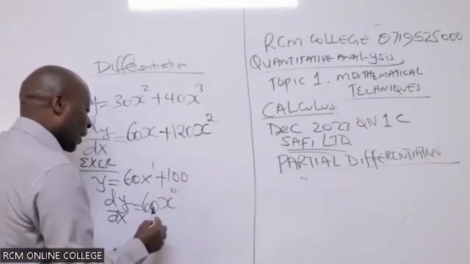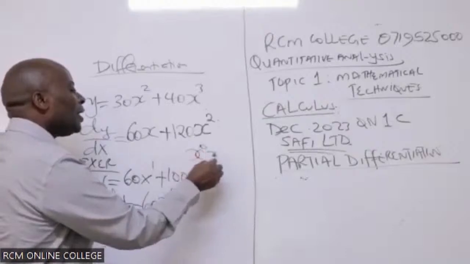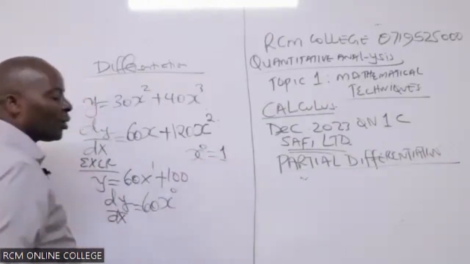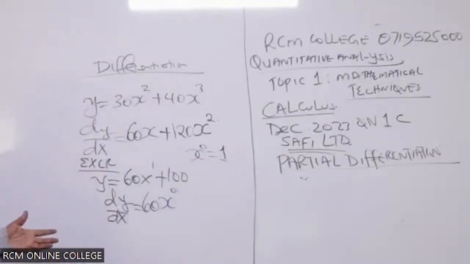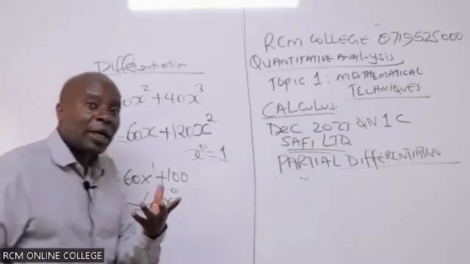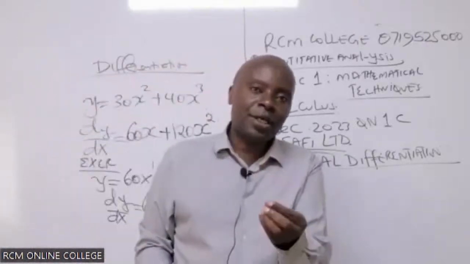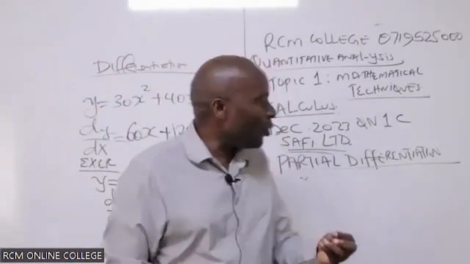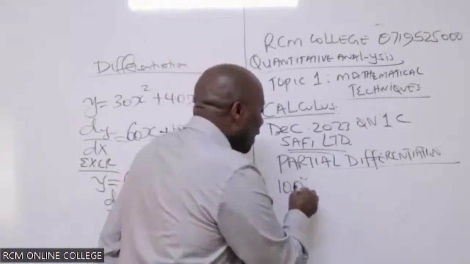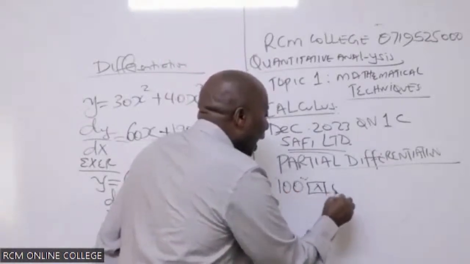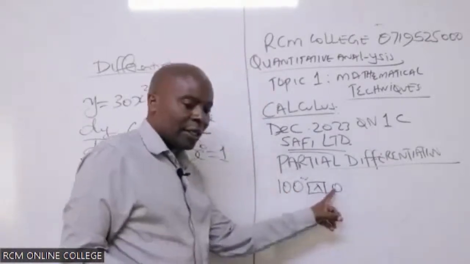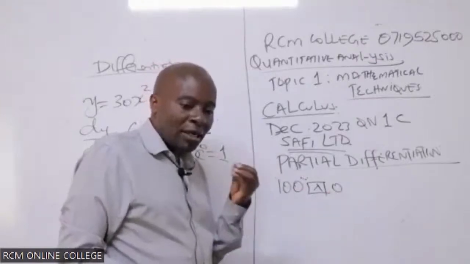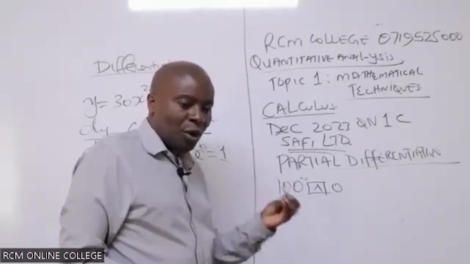But now remember, again in mathematics, that anything raised to 0 is 1. You can try this on your calculator. Just take 100 raised to power 0. You'll be able to get 1. 100 raised to power 0 is 1.